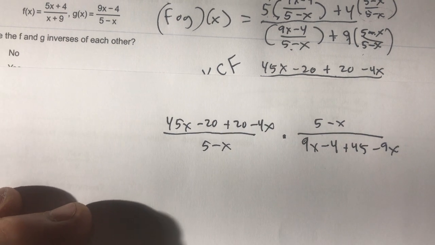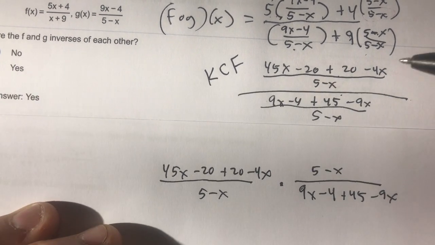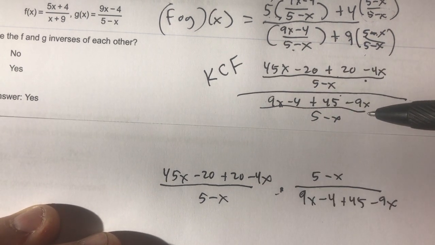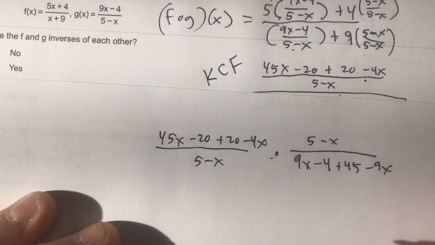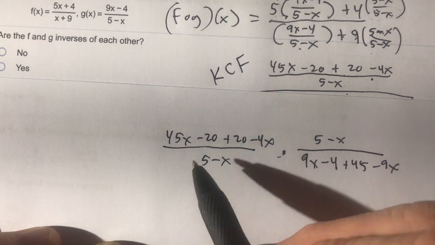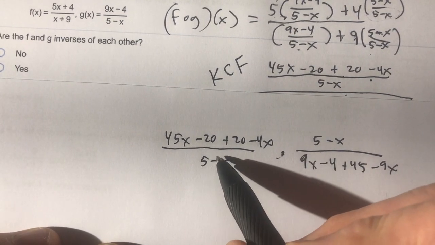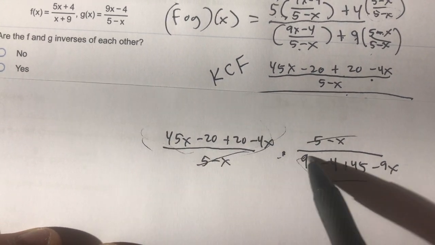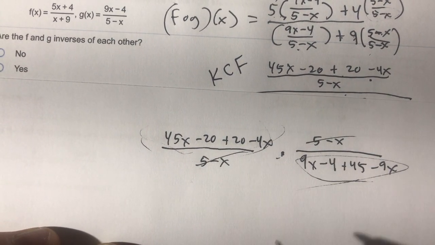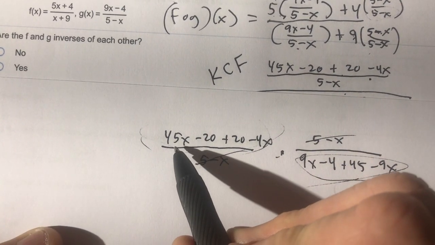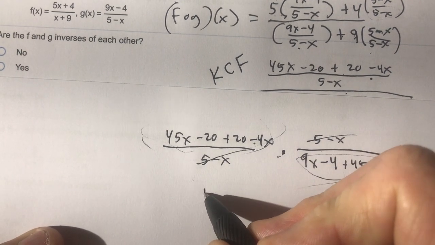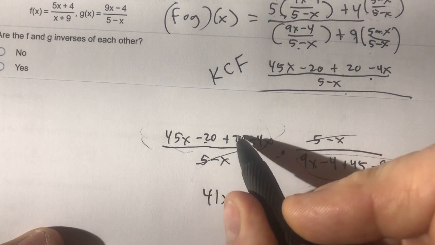Okay, so that's what I have there. I keep, change, flip. I keep the top one, change to multiply, and then I flip the bottom one. And when I do this, I probably need to add my like terms here, but I already see that these are going to cancel. So it's going to be this expression over that expression, because these cancel out. And then I'm going to add my like terms, so 45x minus 4x would be 41x, and then negative 20 plus 20 cancels.